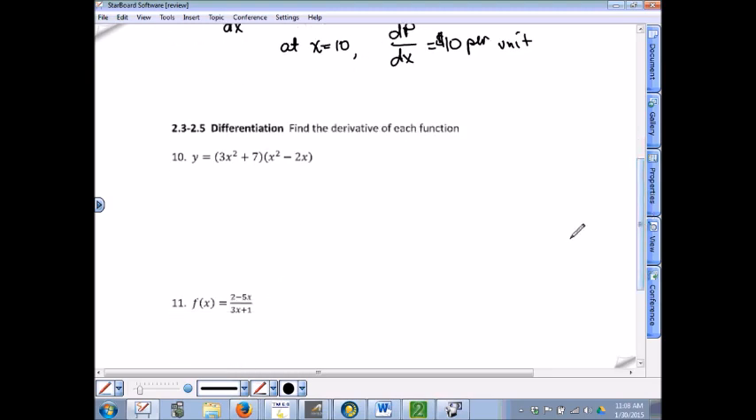Alright, in 2.3 through 2.5 we learned some more rules and properties of differentiation. This one here, for example, number 10 would be the product rule. So if taking the derivative of the product of two functions, it would be f prime times g plus f times g prime.